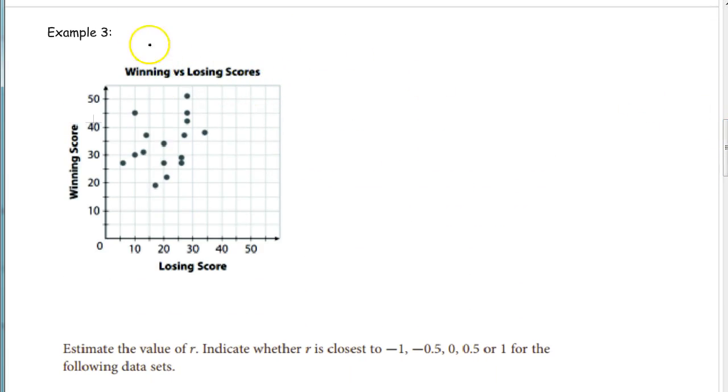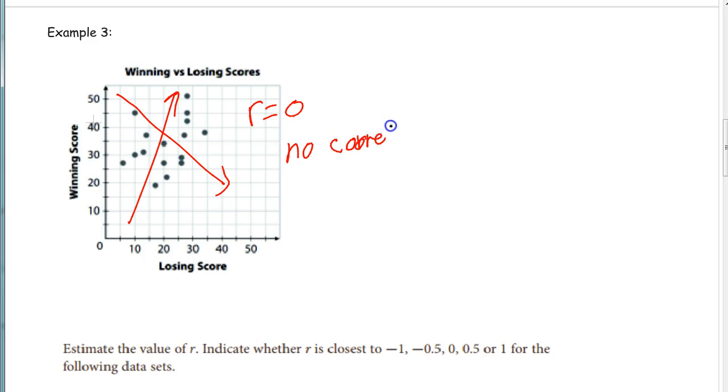Okay, what about here? Is there a straight line you can draw that's close to all of them? No. Yeah, if you drew a line like this, all the points are really far away. If you drew a line like this, there's no straight line you can draw that's really close to all of them. So this would be a good example of a zero correlation or no correlation. No correlation. Not close to anything really.